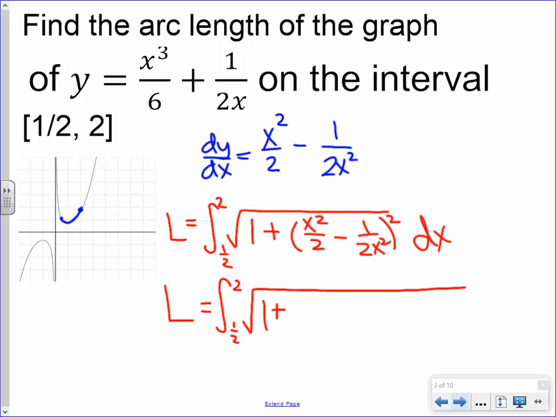Multiply everything out. So remember, if we have a binomial squared, we get a squared minus 2 times a times b, right? These two multiply together twice. So what is a times b? 1 over 4, right? The x squareds cancel. We have 1 over 4, but we have it twice, so 1/2. Plus, what is our b squared?